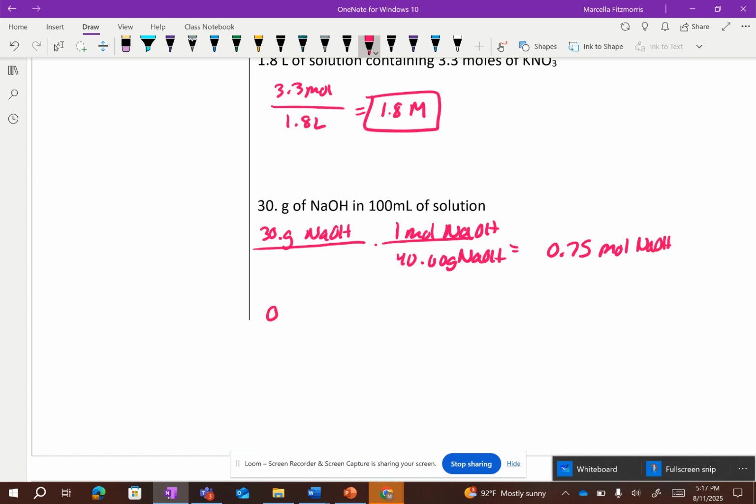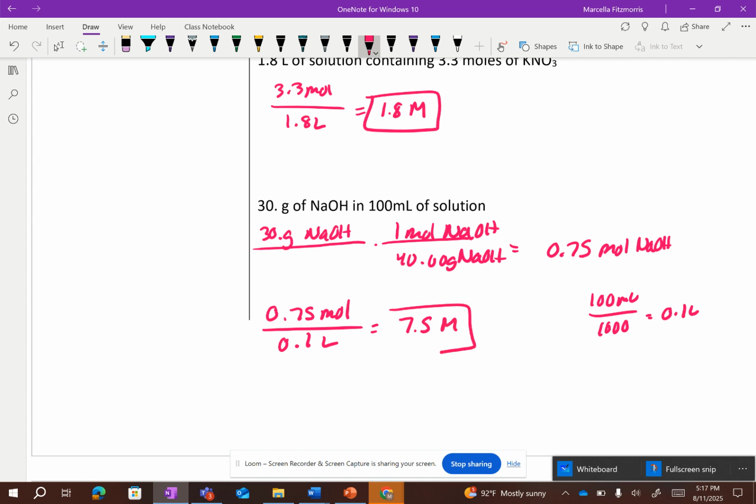So we have 0.75 moles over how many liters? Well, I don't have liters either, I have milliliters. In order to change milliliters to liters, we always divide by 1,000. Now that we know how many moles and how many liters, we divide that to find out how many moles are in 1 liter. We have 7.5 moles in 1 liter of this solution.